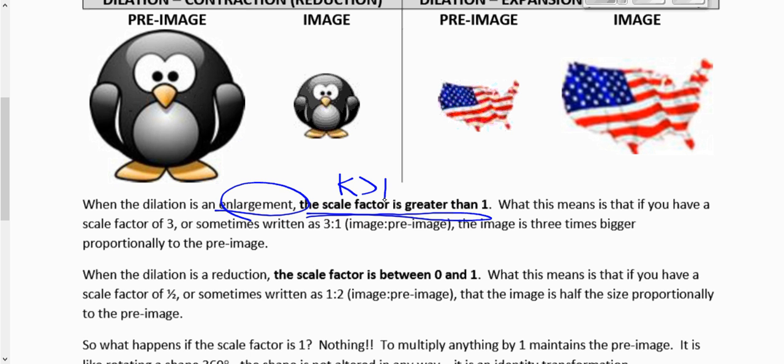If the scale factor is between 0 and 1, what does that mean? What kind of numbers are between 0 and 1? 0.5, 1/2, 1/3, right? That kind of thing. Sure, any of those. If it's between 0 and 1, it's not an enlargement. The dilation would be a what? Reduction, okay? Which makes sense, right? Because 1/2 is between 0 and 1. If you dilate by 1/2, it's half the size, right? So it's a reduction, okay?